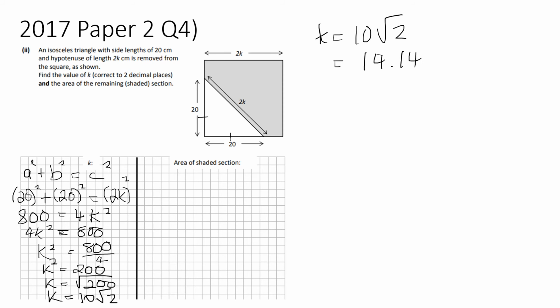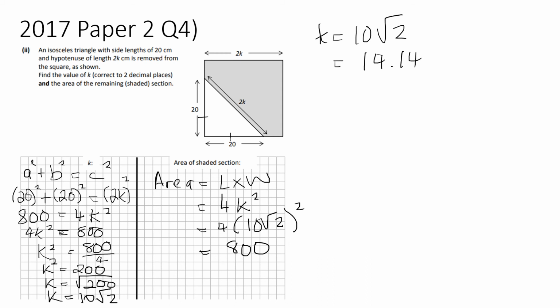For the second part, it's asking you to find the area of the remaining shaded section. What we're going to do is find the area of the square, which is length times width. We can see that the square from earlier was 2k by 2k, which was 4k squared. If we put in the value of k now, 4 times 10 root 2 squared, and put that into my calculator, I get an answer of 800.